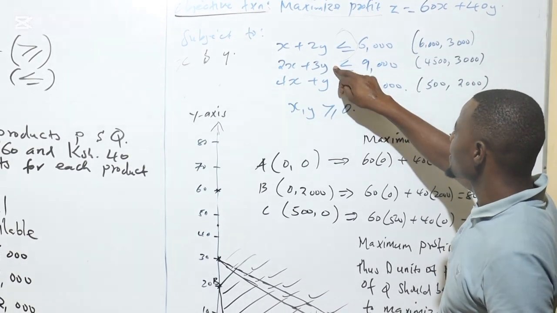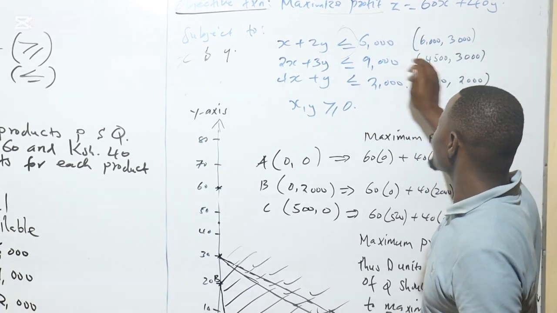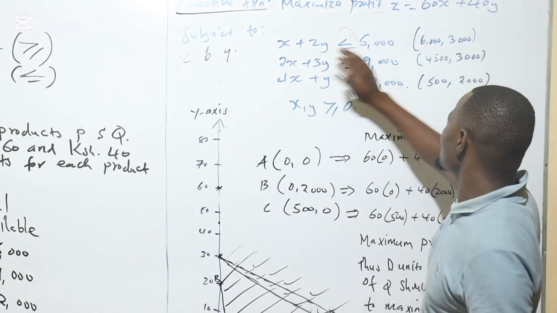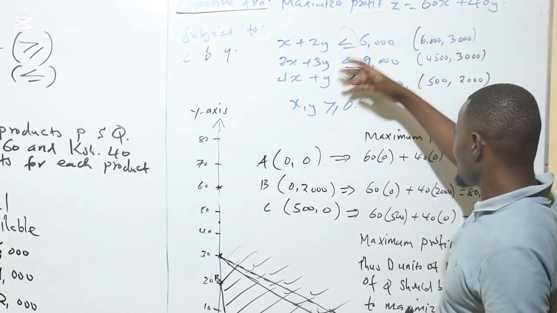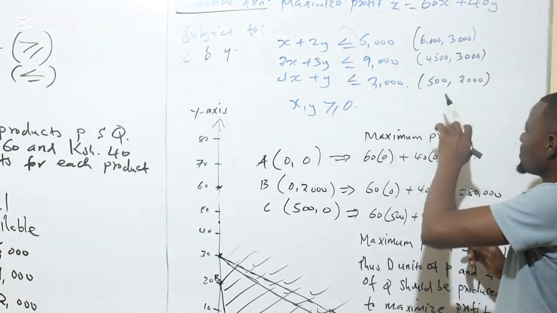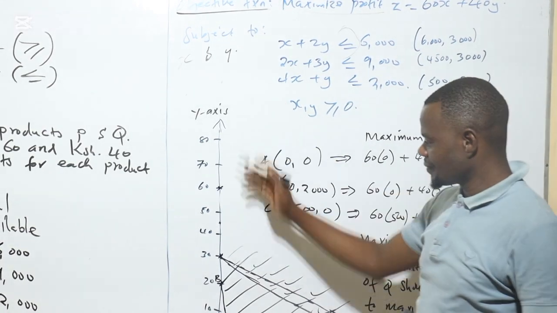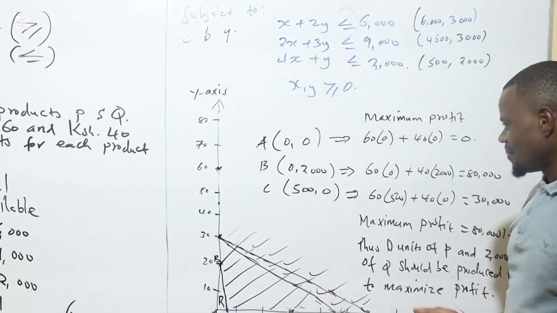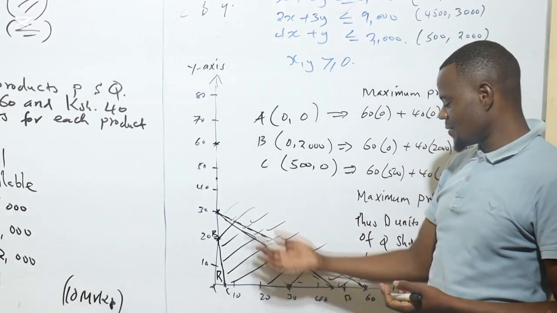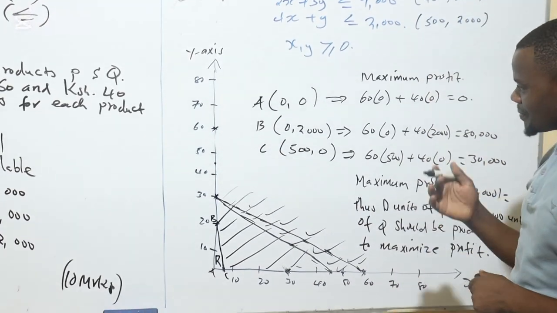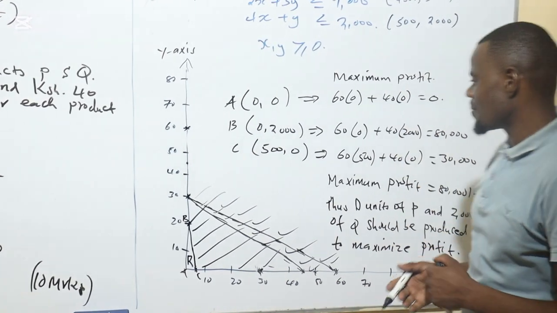So the two sets of points are 6,000 for X and 3,000 for Y. Do the same to this. If you block this, X will be 4,500 and Y will be 3,000. That is what I've obtained, what I'm going to plot. Then come up with your graph paper. Please do this one on graph paper. I'll just use this for illustration, but please plot this on graph paper.